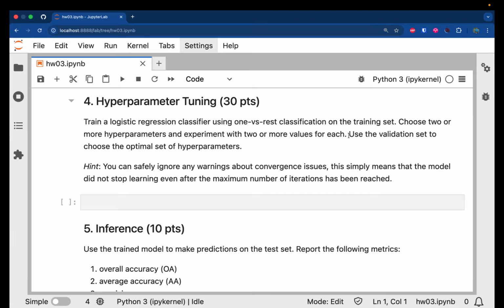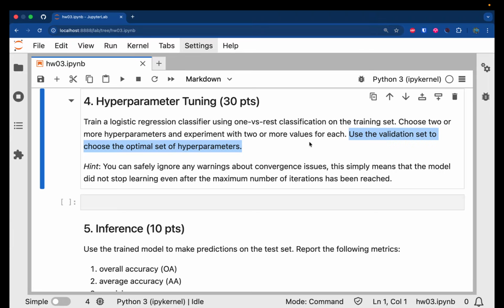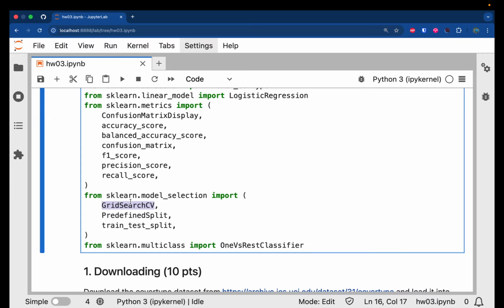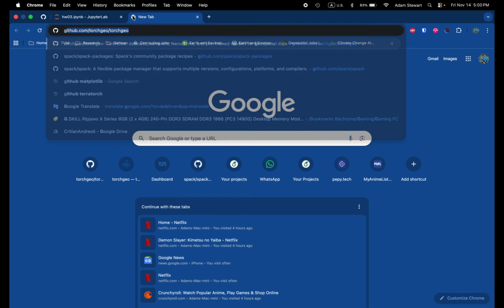And this is the part where every single student loses points every semester. So we have a train val test split. You're supposed to train the model on the training data, validate the hyperparameters on the validation data, test performance on the test data. Every single semester, people just naively throw in grid search CV, which does its own k-fold cross-validation thing, so it takes all your data and mixes it up. Don't do that.